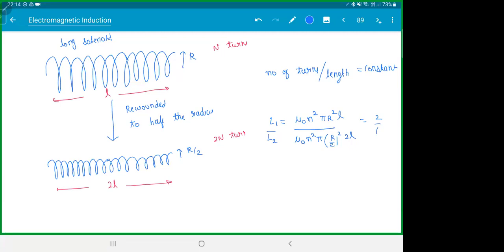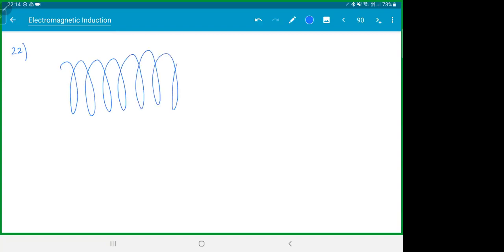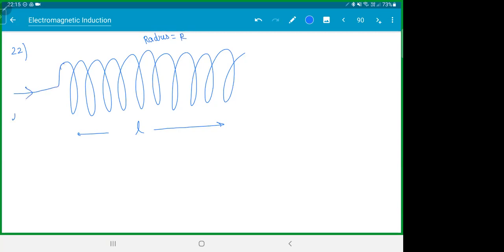Check it out. Clear, everyone? Next one. Any doubts on this, please ask. Next one is a good one. We have a solenoid of length L, radius R, and the current I is equal to t, where t is time. So current is continuously increasing.